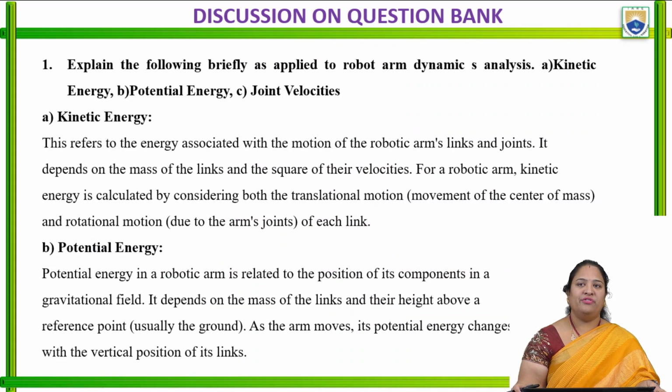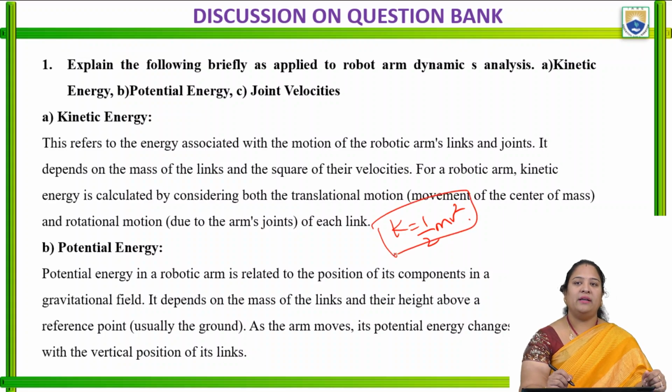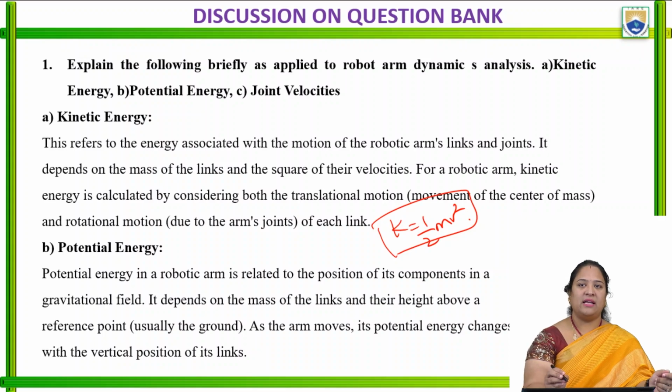Right? Moving on to the first question: explain the following briefly as applied to robot arm dynamic analysis. That is, we need to explain the kinetic energy, the potential energy, and the joint velocities. As we all know, kinetic energy is nothing but half mv square. So, with respect to the robot, how do we determine the kinetic energy? This particular kinetic energy is associated with the motion of the robot's arm, links, and the joints, right?